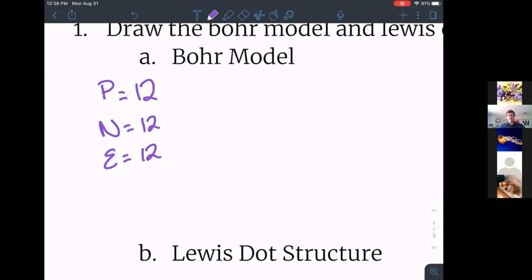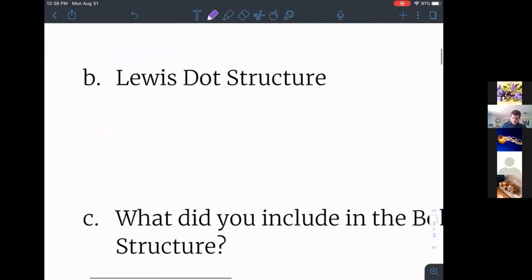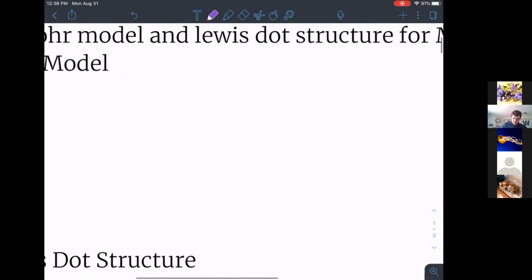Draw your nucleus. Perfect. So we're going to draw our nucleus. There we go. And what goes in the nucleus? Protons and neutrons. So we have 12 protons, and we have 12 neutrons. All right, what's next? Draw the orbit. Perfect.